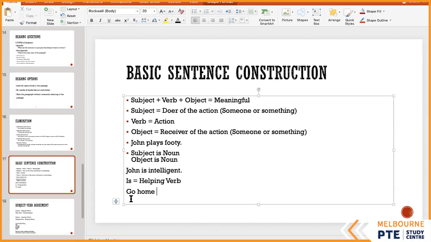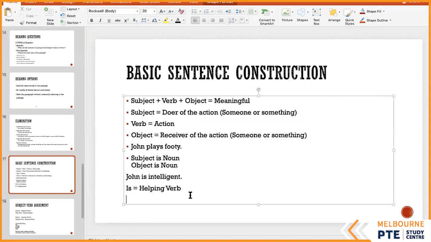Do you have any subject in this? You. But is it mentioned over here? No. That's called an implied subject, right? But you see that my sentence is still making sense, isn't it? Yes. So that means a sentence can be without a subject. A sentence can also be without an object.